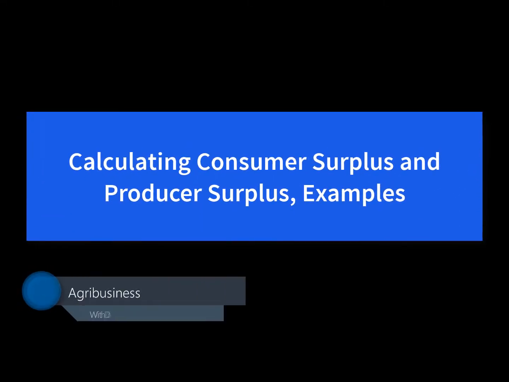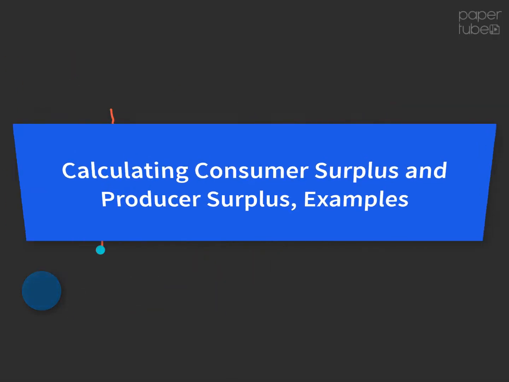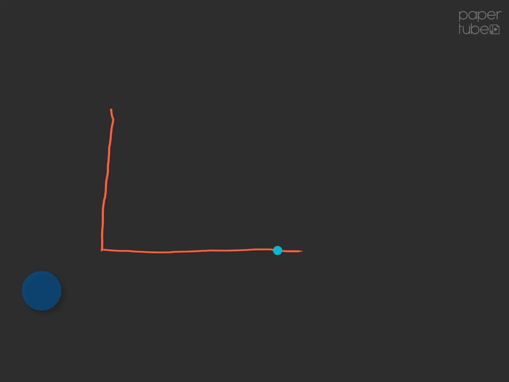In this video, we're going to look at a couple of quick examples on how to calculate consumer surplus and producer surplus. So we're going to start off like we always do. This is going to sound like a broken record, but we start off with a market diagram for some product.